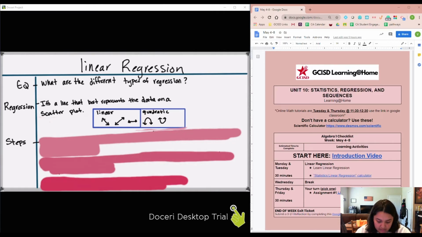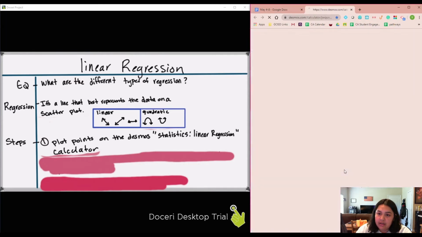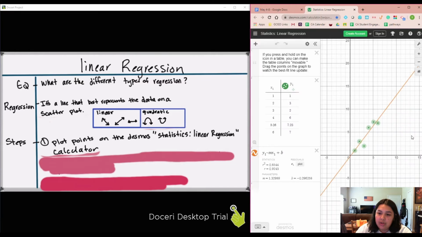The steps on linear regression are actually pretty easy, because we just use the calculator to find it. The very first step is to plot the points on the Desmos statistics linear regression calculator. You can find this calculator here in our checklist. Just click on that and this should come up. It already has an example for you, but we're not going to use that example. We're going to delete them and put in some new data points.